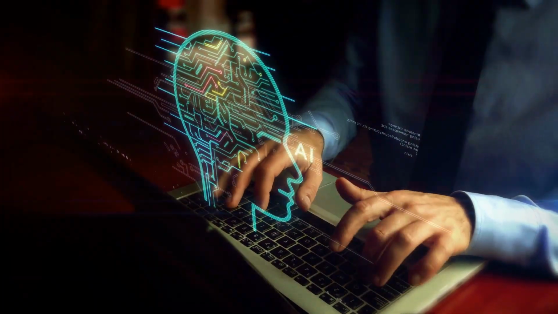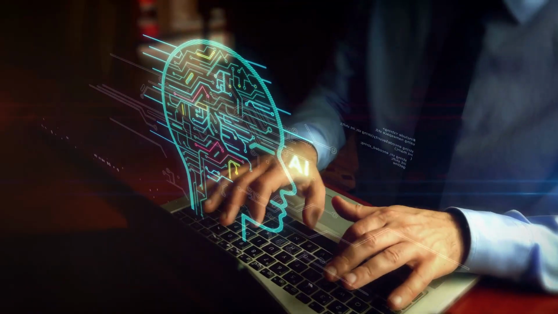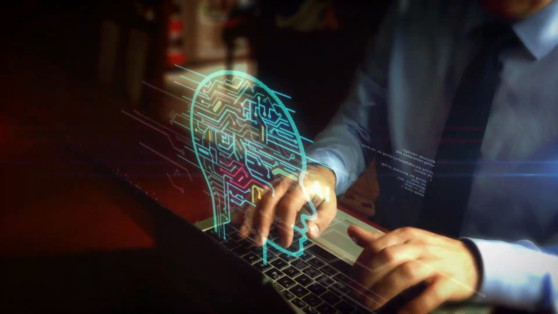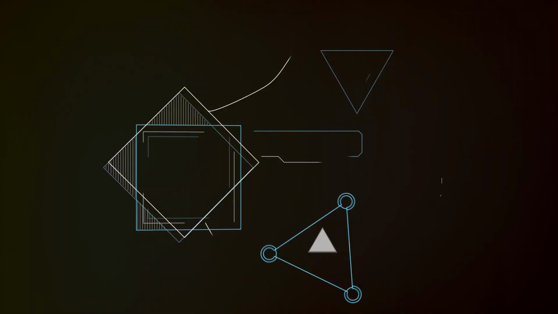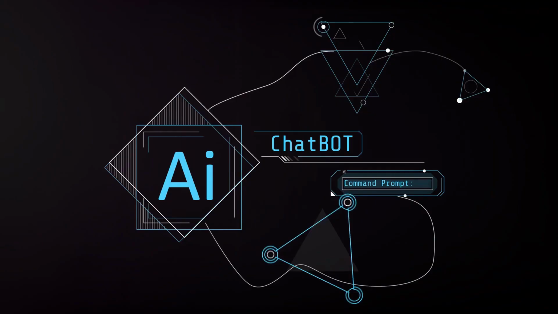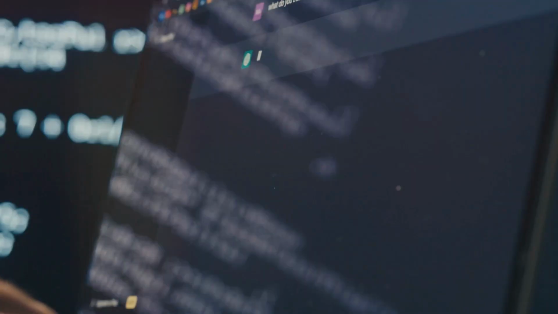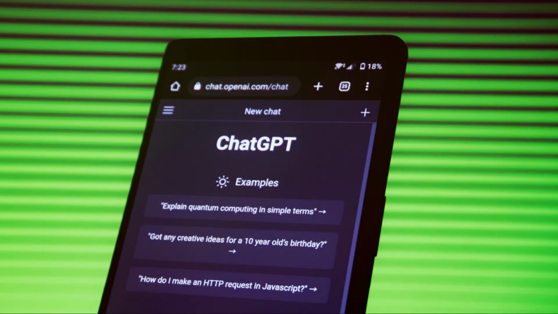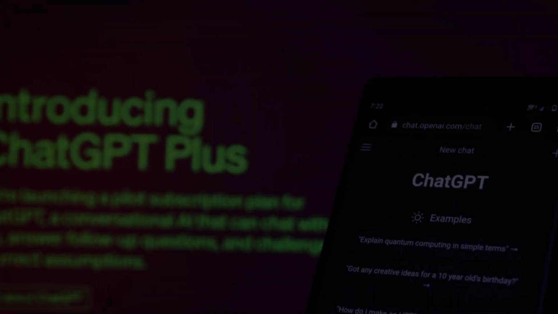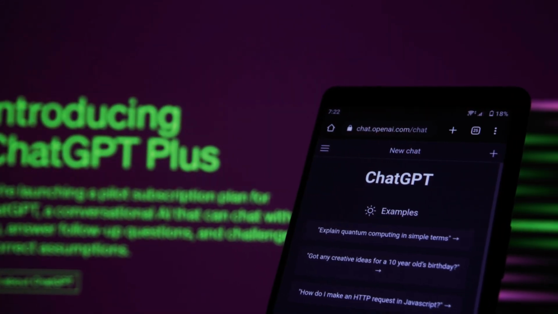Now that we understand the basics of GPT, let's explore some of its real-world applications. And trust me, this is where things get really exciting. One of the most common applications of GPT is in chatbots. You know, those automated customer service agents you encounter on websites. GPT can power those conversations, providing instant responses and even mimicking human-like interaction.